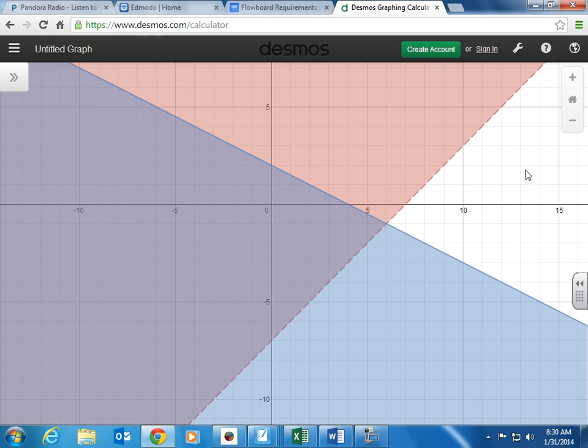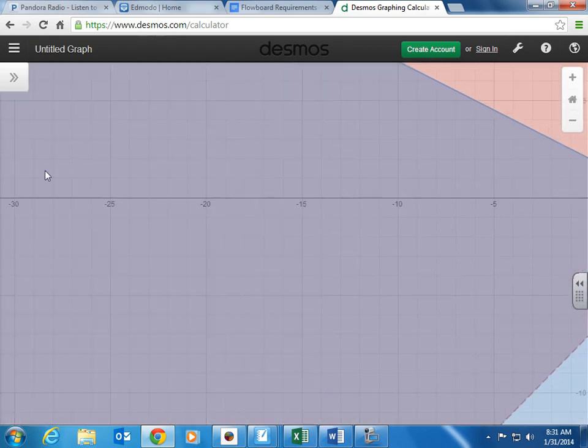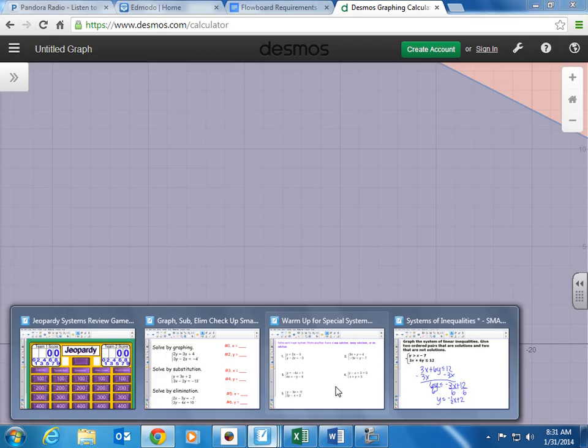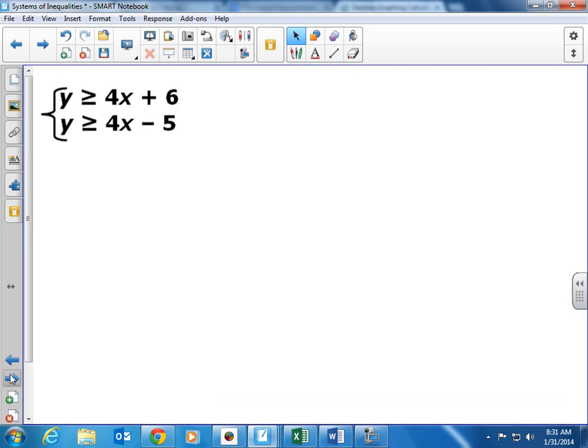So this area, not a solution. This area, not a solution. This area, not a solution. It is the overlapping region, remembering that a solid line is a solution and a dashed line is not a solution. So all my solutions are over here. All right, I think that's probably good. Let's go ahead and do this one.